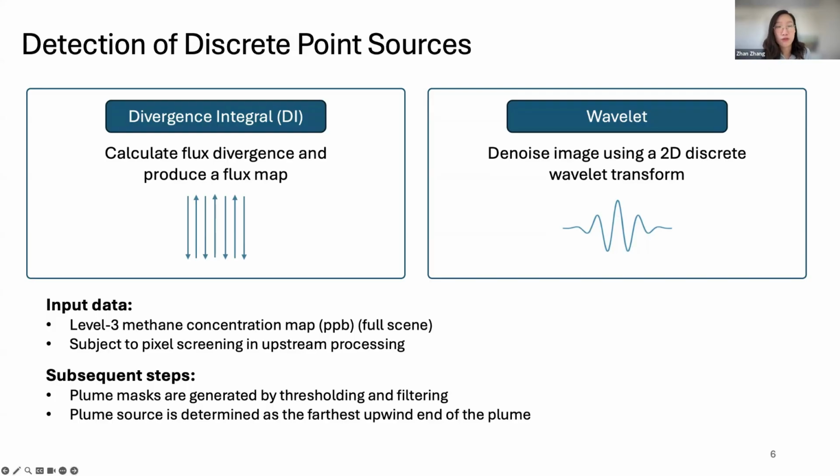So the input data for both methods is the level 3 full scene methane concentration map. The map is subjected to some pixel screening in upstream processing, meaning that there can be some missing data due to, for example, the cloud coverage screening, water surface screening, etc. And subsequent steps are the same for both methods, including the plume masking by thresholding and filtering, and then determining the source location as the farthest upwind end of the plume.